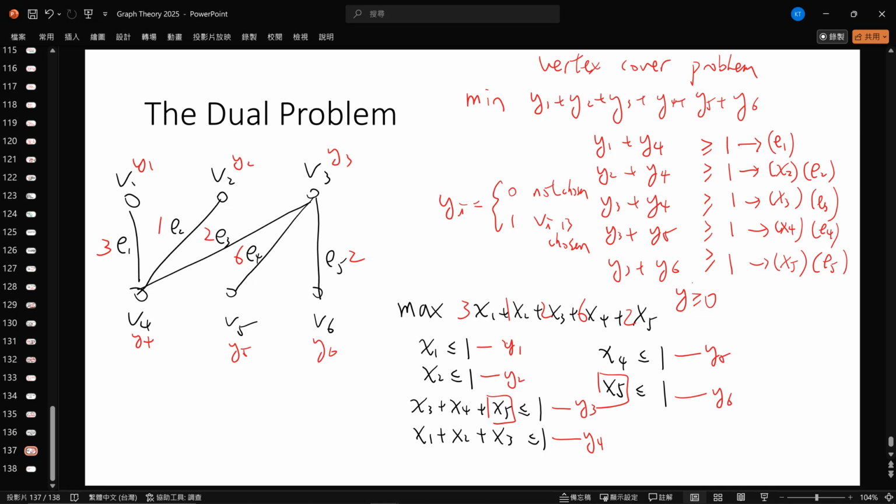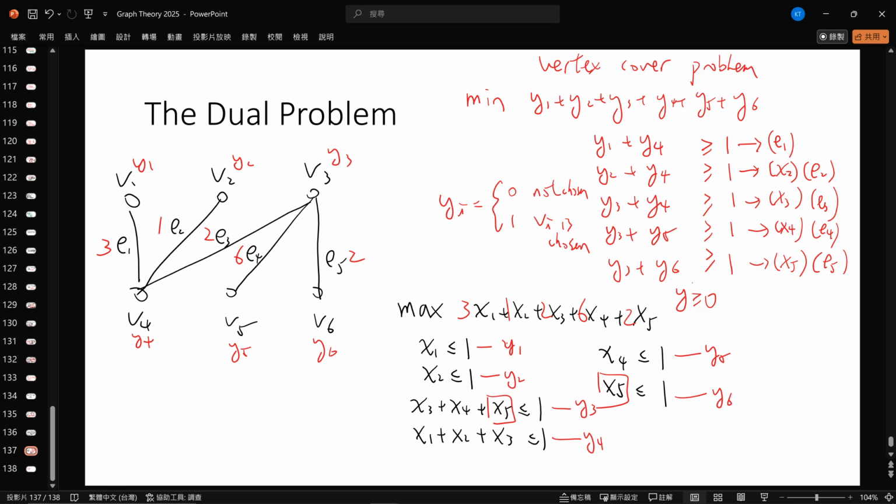Next, let's figure out the dual problem. The first step, again, is to create the dual variables. So we have again y1, y2 up to y6, and we have to figure out the objective function. The objective function is once again all the variables times the right-hand side of the constraints. So we have the same objective function in the dual problem.